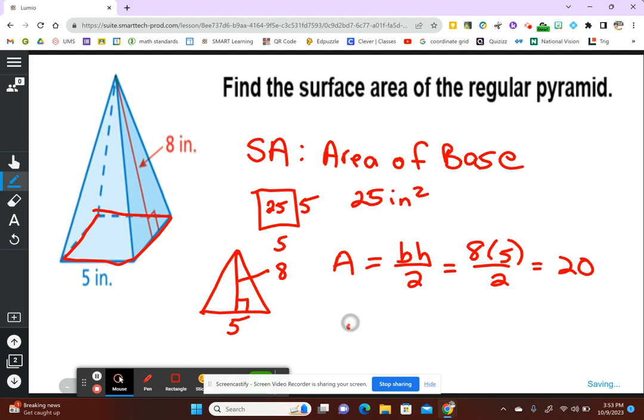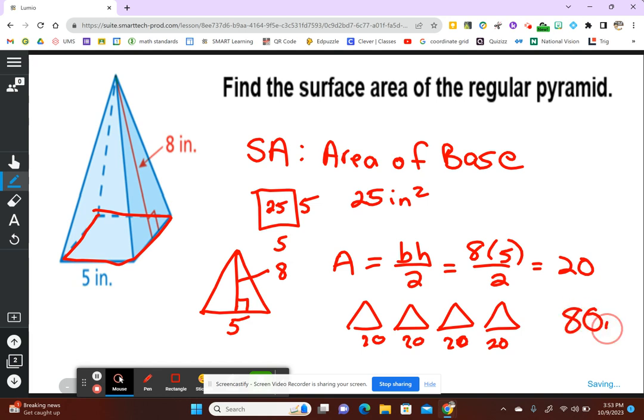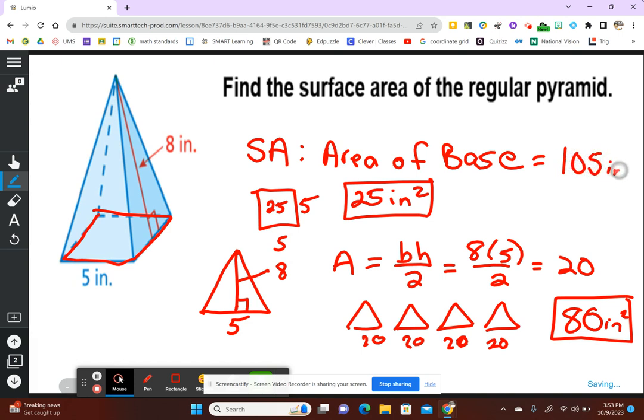But you see that I have 1, 2, 3, 4. So that's going to be 20, 20, 20, 20. So we get a total of 80 inches squared from the 4 triangles. I add that to the 25 inches squared. So the surface area is going to be 105 inches squared.